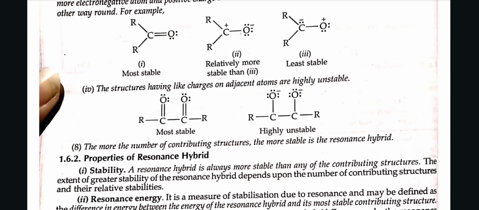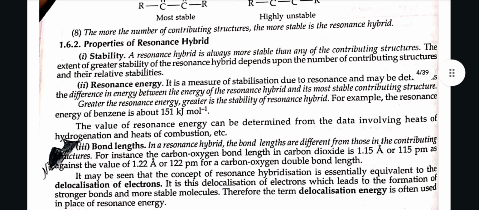Now let us study the properties of the resonance hybrid. First one is stability. A resonance hybrid is always more stable than any of its contributing structures. The extent of greater stability of the resonance hybrid depends upon the number of contributing structures and their relative stabilities. Resonance energy. It is a measure of the stabilization due to resonance and may be defined as the difference in energy between the energy of the resonance hybrid and its most stable contributing structure. Greater the resonance energy, greater is the stability of the resonance hybrid.